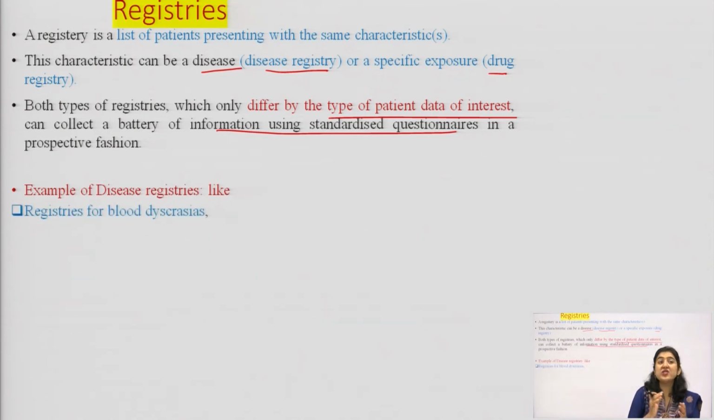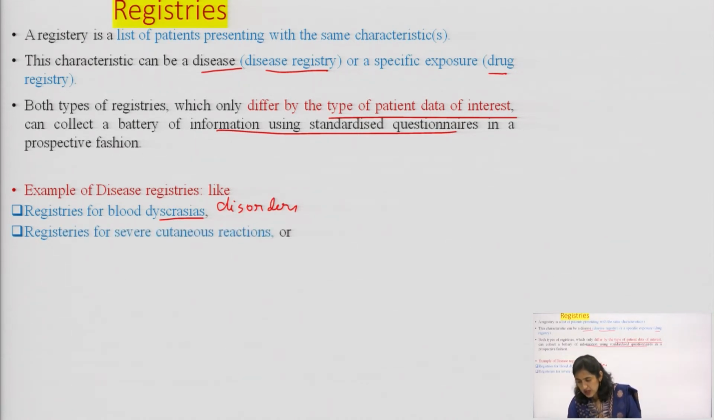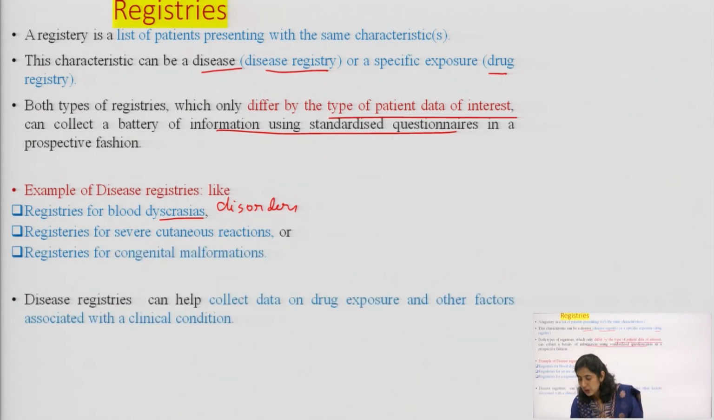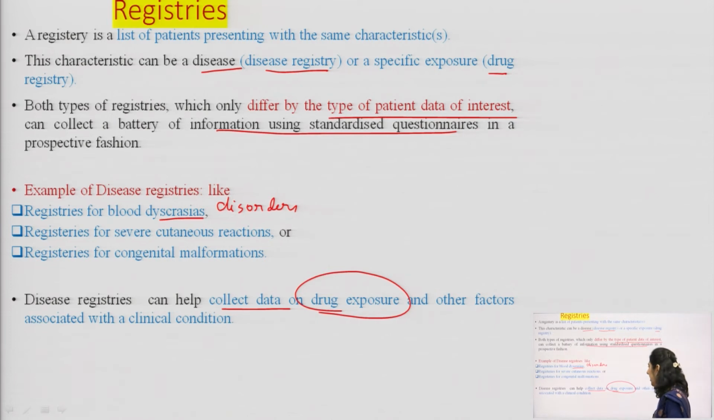Disease registry example, registry for blood dyscrasias. Simple word, dyscrasias क्या होता है? Disorders. कितने लोगों में blood disorders problem आई? Registries for severe cutaneous reactions. Registries for congenital malformations. तो ये disease registry हमें डाटा देता है. It can help collect data on drug exposure, which drug was given, and which other risk factors have caused these diseases. Blood कौन से drug थे जिसकी वजह से blood disorders हुए.